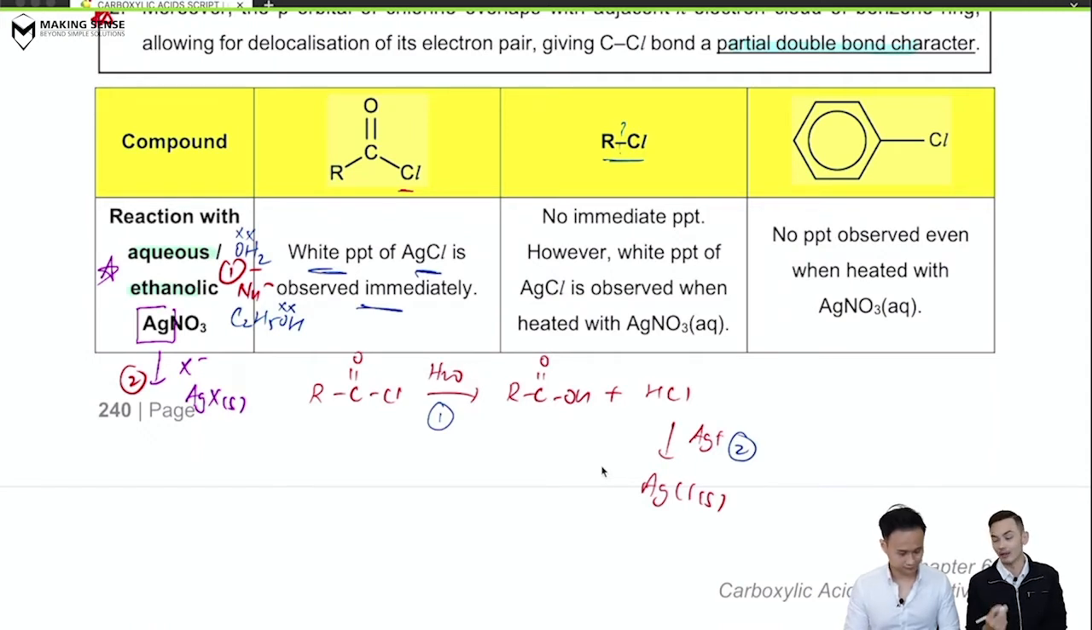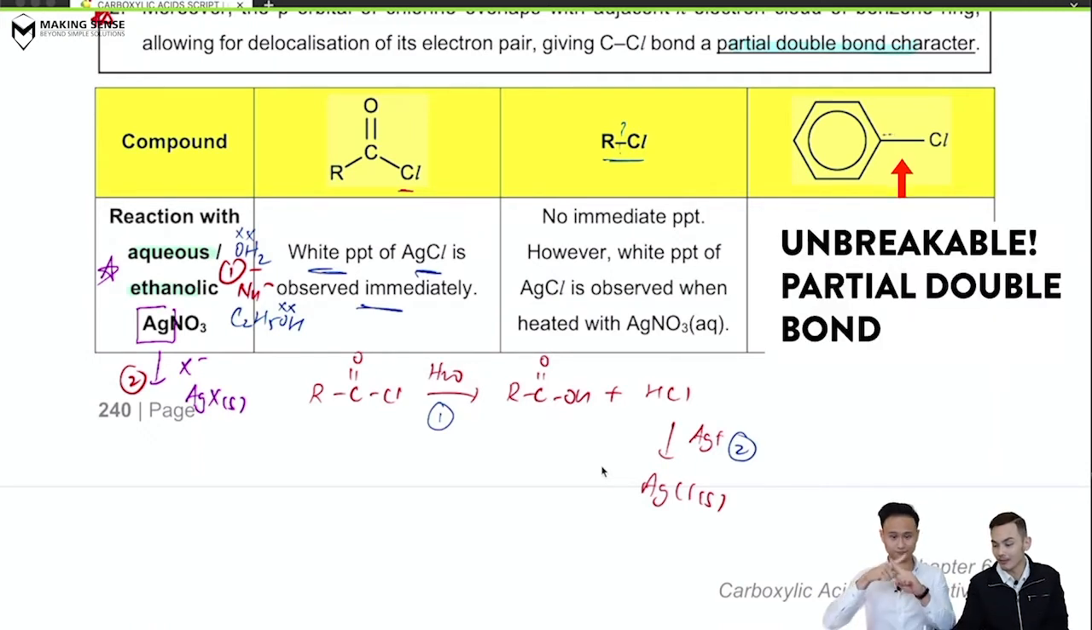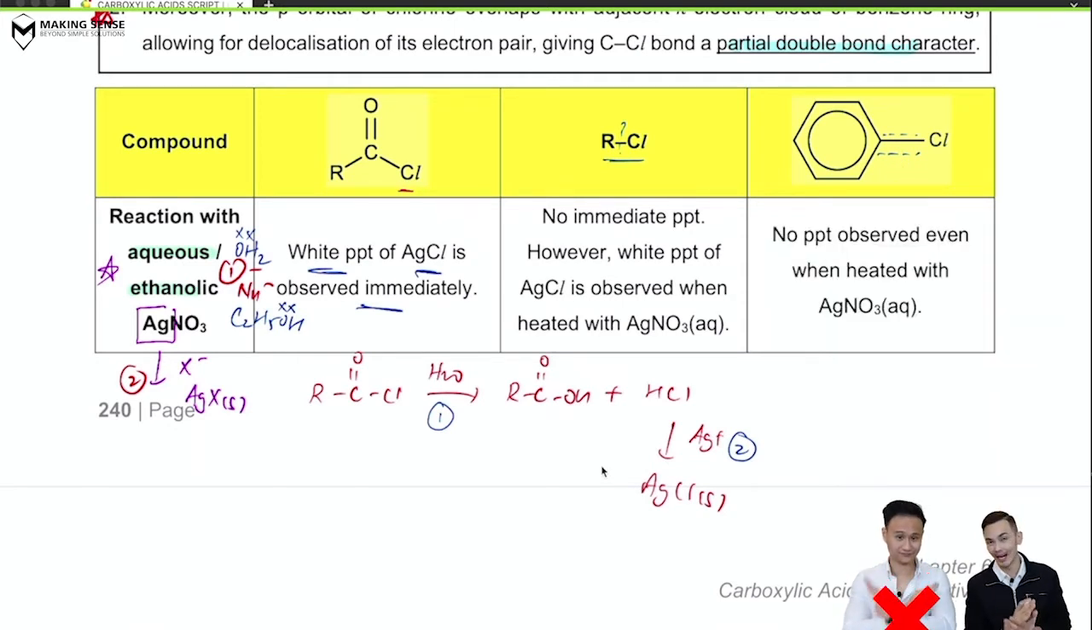Okay, and in the case of your aryl halide, what happens? Partial double bond. We have talked about this many times. Once you have a partial double bond character, it is unbreakable. You're not going to see any sort of precipitate. So guys, do take note. Write this down for yourself. This is a distinguishing test, right? And that's what this whole page is really all about.